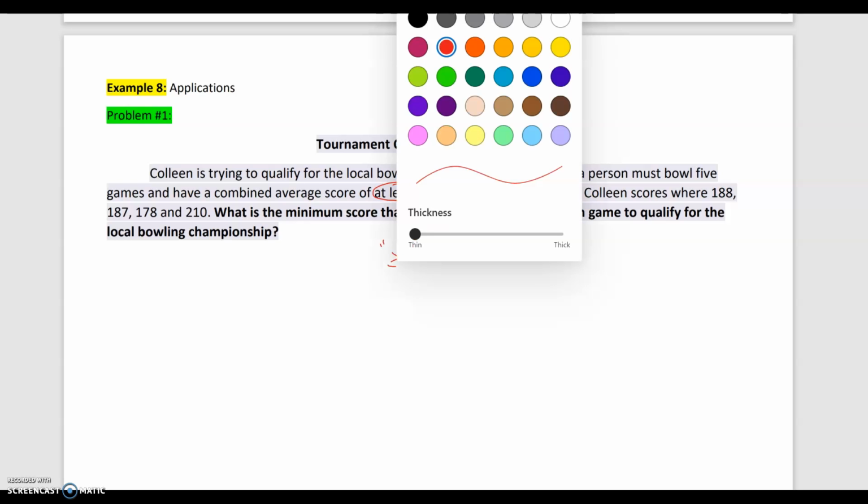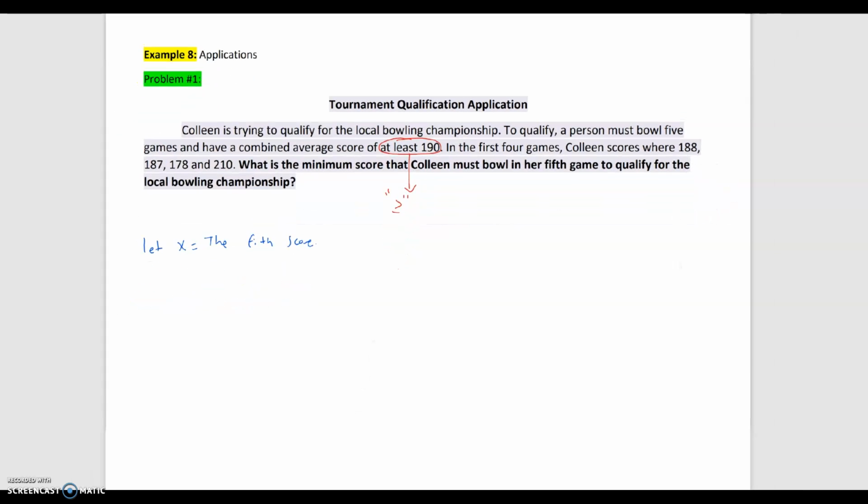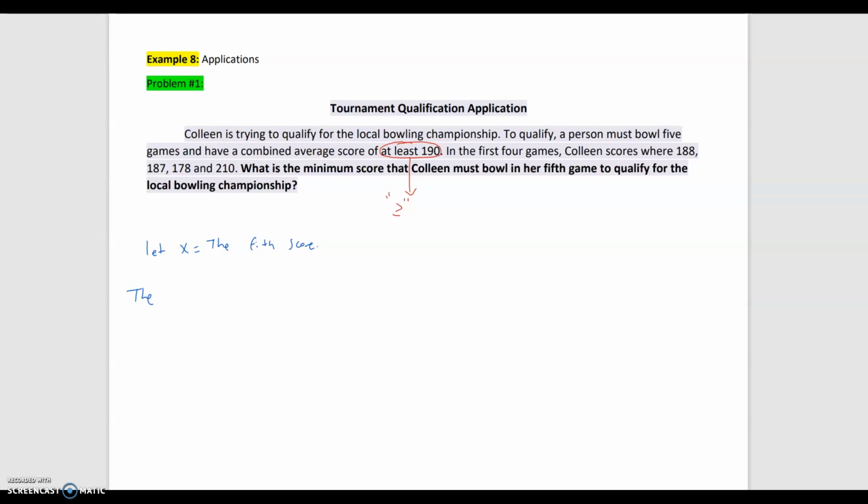So let me start by declaring the variable. In this case, let x equal the fifth score. And then our inequality is going to represent the following. The first four scores start with 188. So we're going to have 188 plus 187 plus 178 plus 210 plus x, which is the fifth score.